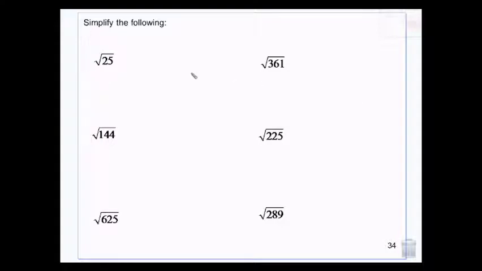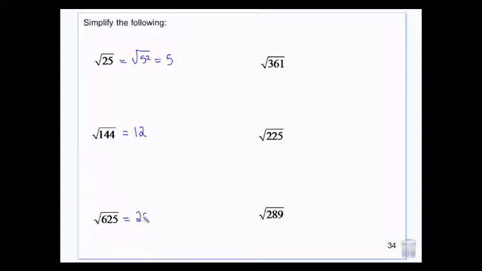Okay, so let's look at perfect squares. The square root of a perfect square, well, 25 is 5 squared, so the square root is 5. Obviously, you don't have to write in this middle step, though. So 144 is 12 squared, so the square root of 144 is 12.